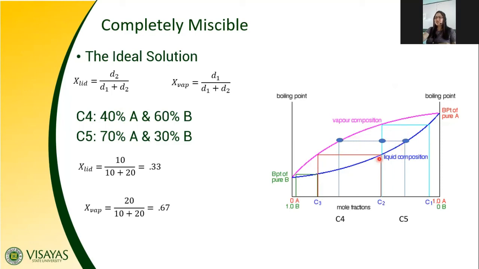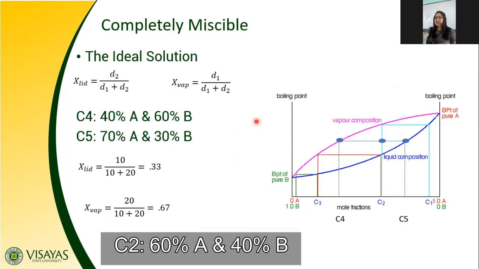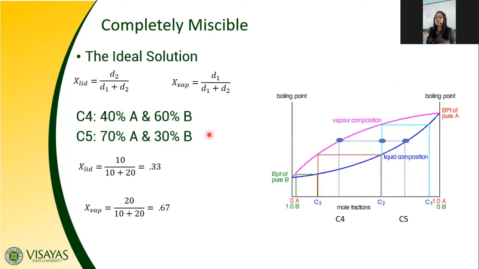Distance 2 is from C5 minus C2. C2 is assumed as 60% A and 40% B. So 70 minus 60 is equal to 10. This is distance 2, and then you divide it by the summation of distance 1 and 2: 10 plus 20, which is equal to 30. So 10 divided by 30 is equal to 0.33. This is the mole fraction of the liquid phase.